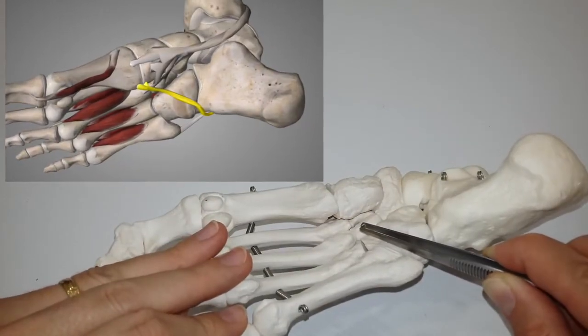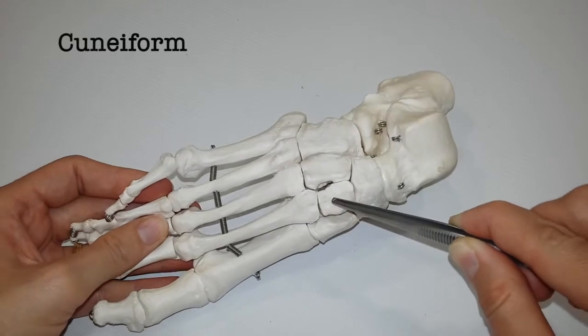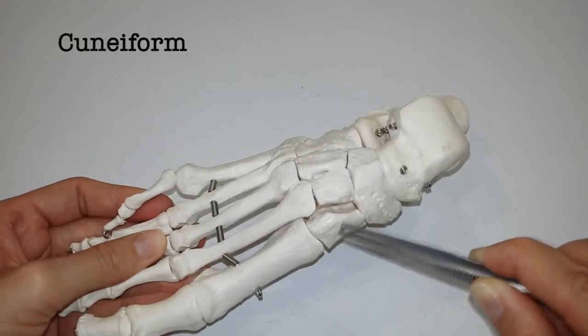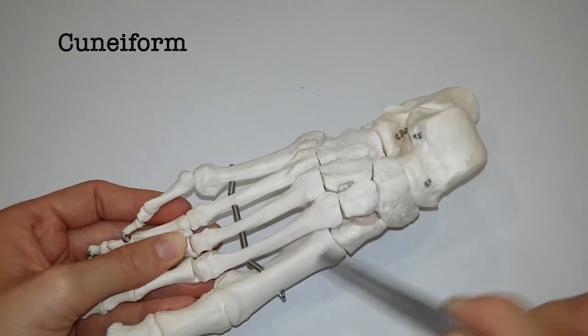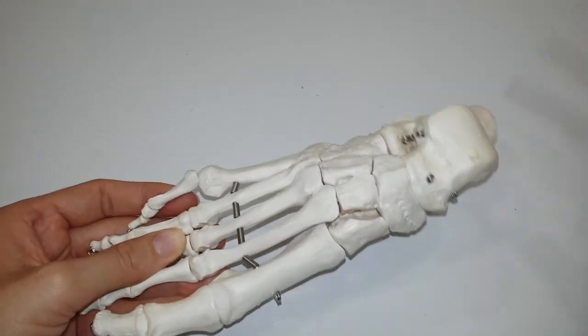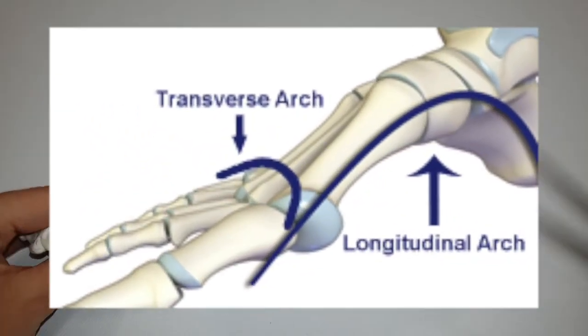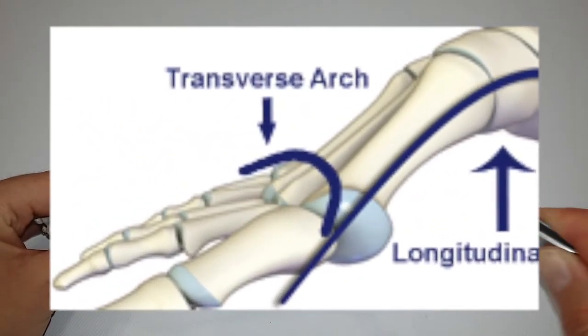The 3 cuneiform bones articulate proximally with the navicular bone and distally with the first 3 metatarsal bones. Their wedge shape contributes greatly to the formation and maintenance of the transverse arch of the foot.